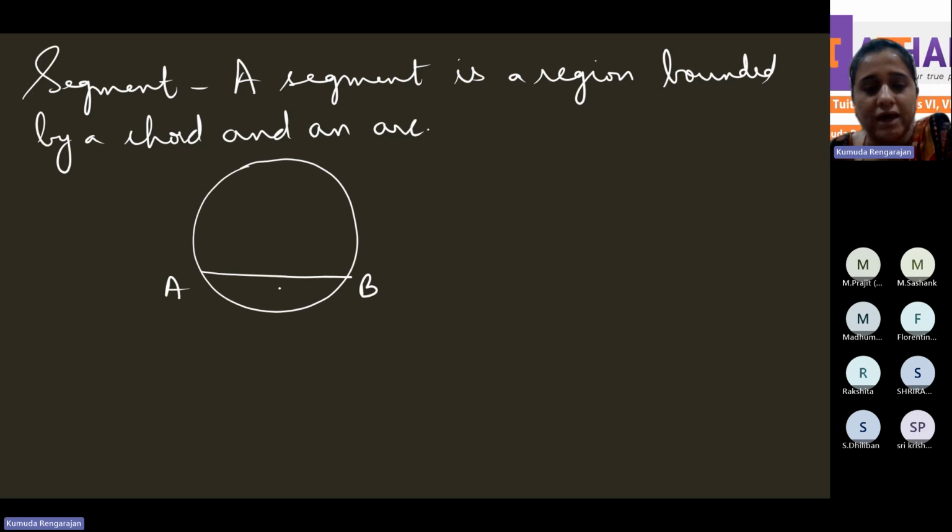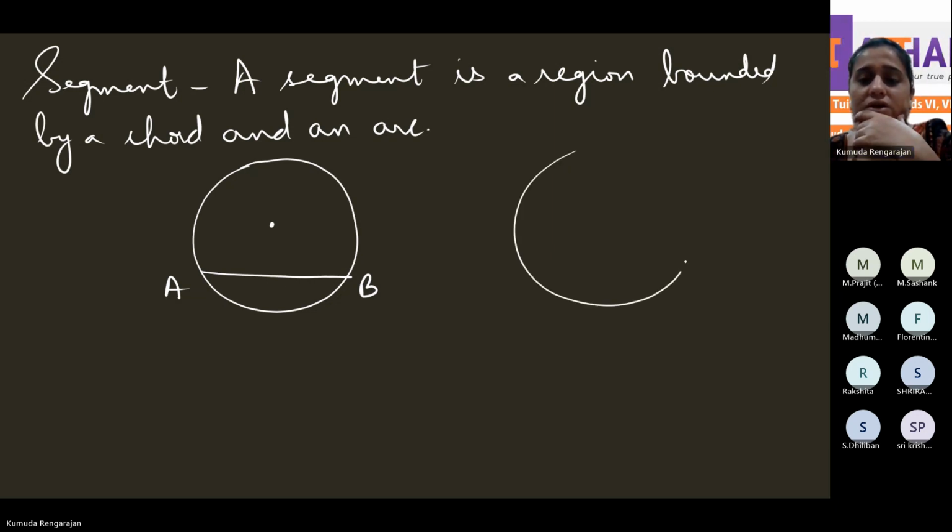Now, this chord AB divides the circle into two portions. Each portion is called a segment. The portion which has the center of the circle is called the major segment. And that portion which does not have the center of the circle is called the minor segment.